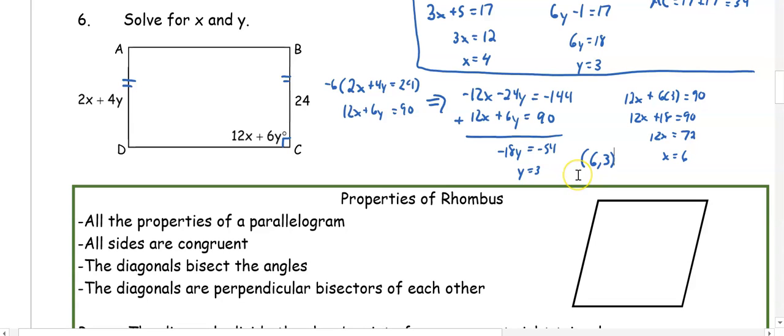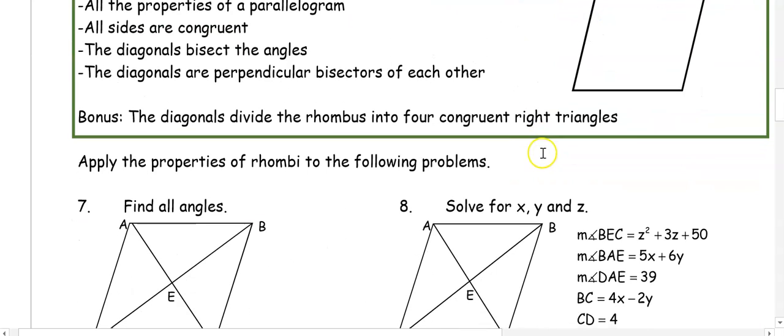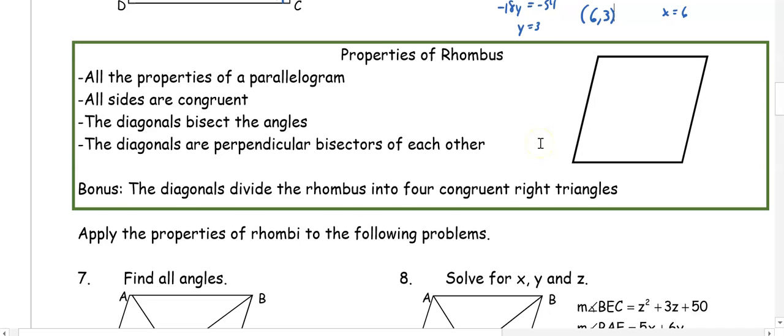Our next shape then is a rhombus. A rhombus is also a special type of parallelogram. So in a rhombus, we have all of the properties of a parallelogram, but now we also have some special properties of a rhombus. All sides are congruent. So not only are the opposite sides congruent, but now all of the sides are congruent. So it's similar to a square. All of the sides are going to have the same measure.